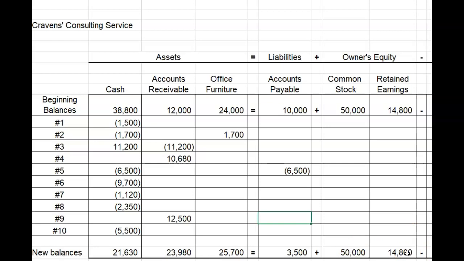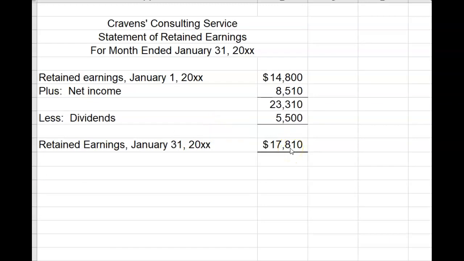The retained earnings balance shown here is the beginning retained earnings balance as of January 1st. Our balance sheet is dated January 31st, 20XX, so we need to use the calculated ending balance of retained earnings shown on the last line of the retained earnings statement you prepared in the previous video. This is the balance of retained earnings at January 31st, 20XX, and that is the balance that should be shown on the balance sheet.